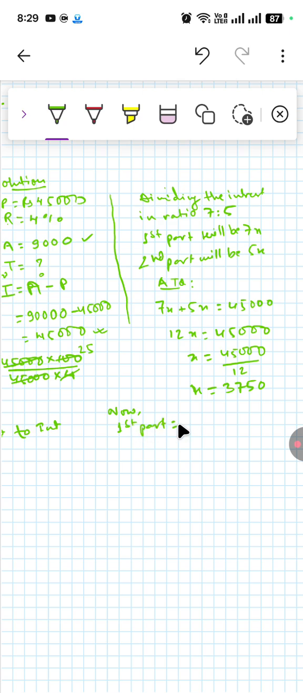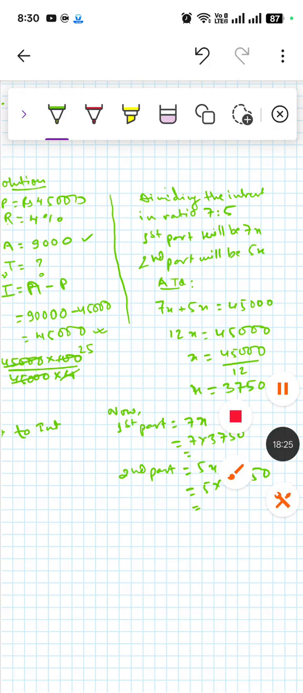Now we can find out the first part and second part. The first part is 7x, that is 7 multiplied by 3750, and the second part is 5x, that is 5 multiplied by 3750. Whatever the answer comes, you calculate and write it. The remaining I will explain in the next video. It's already a long video.